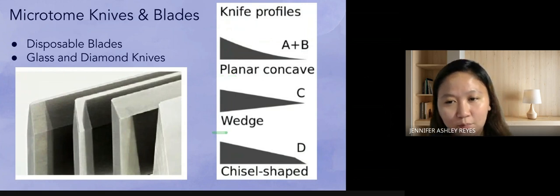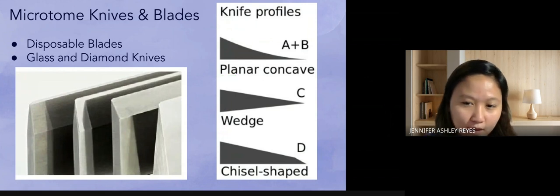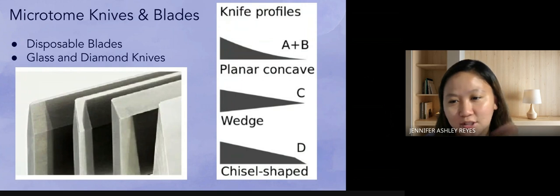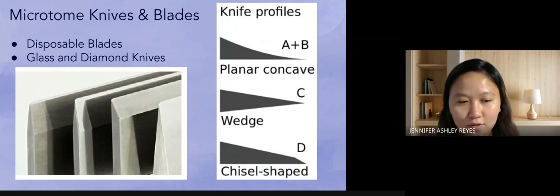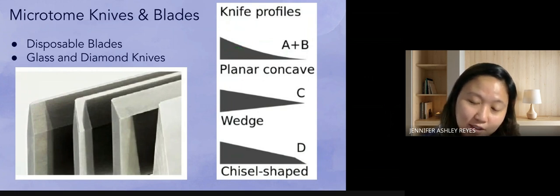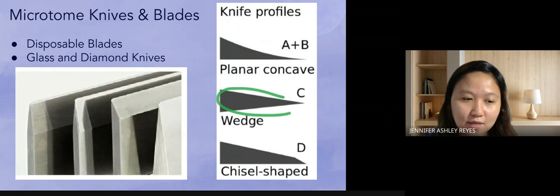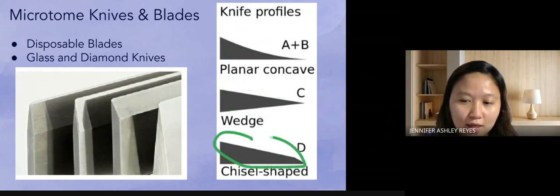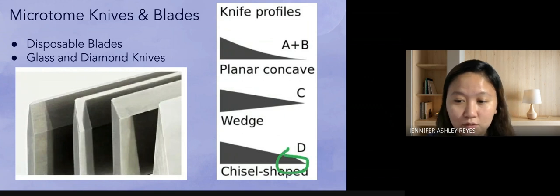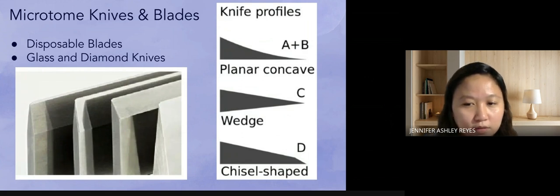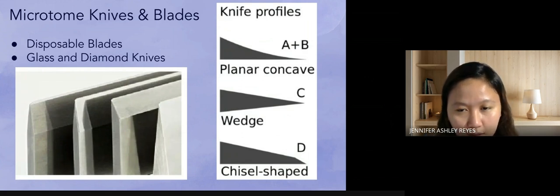So what are knife profiles? Just like in the face, it's like your side profile. That's how it looks. You can see planar concave, which is fragile but sharp. This one is a wedge, and this chisel is robust for rough tissues. We will mention some other knives in the coming slides.